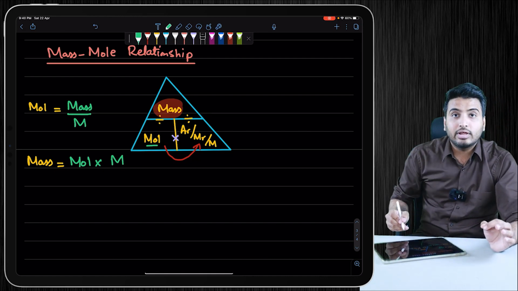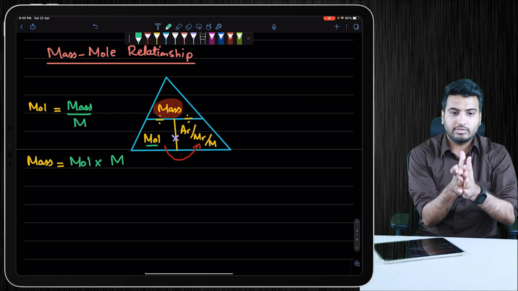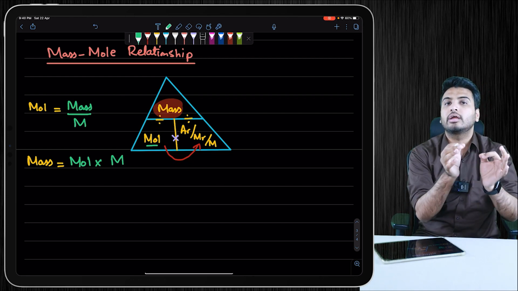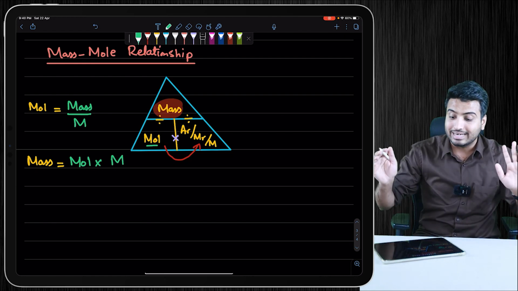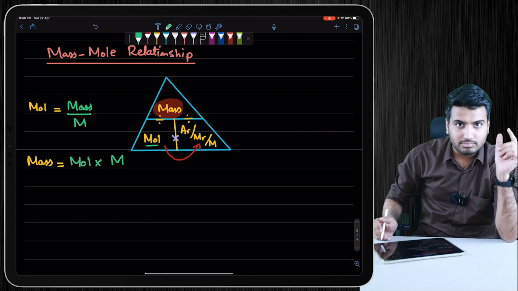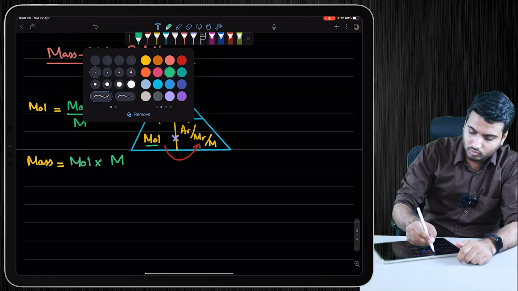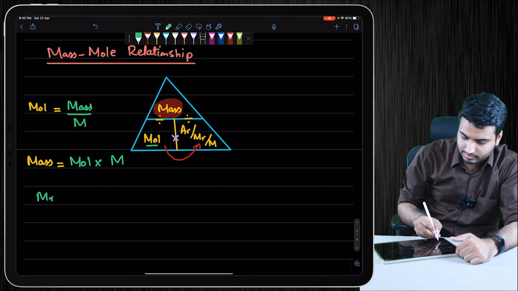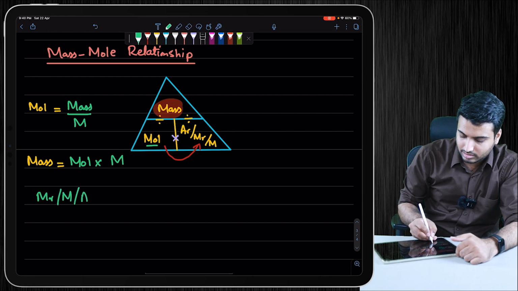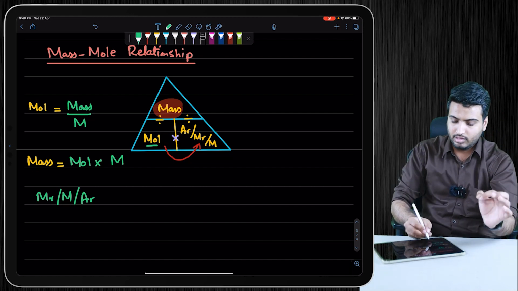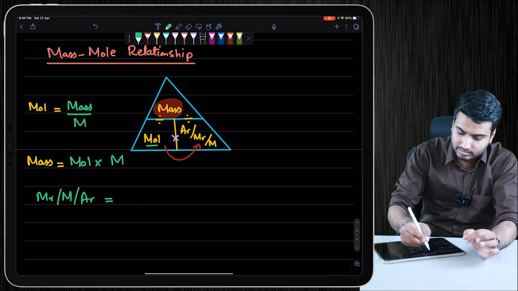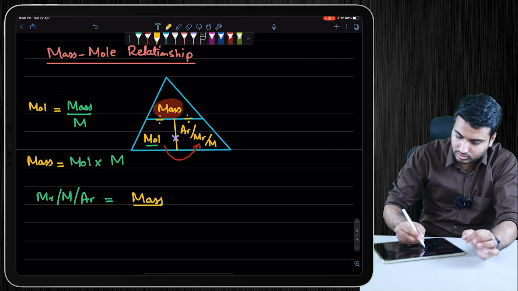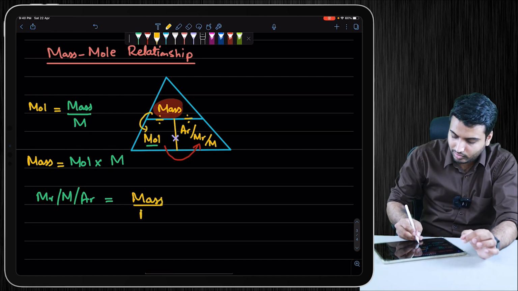Alright, and in any question, if they give us mass and moles, and they require us to find molar mass or relative formula mass or relative atomic mass, whatever the quantity is, then to find Mr or M or atomic mass, we simply divide mass over mole.